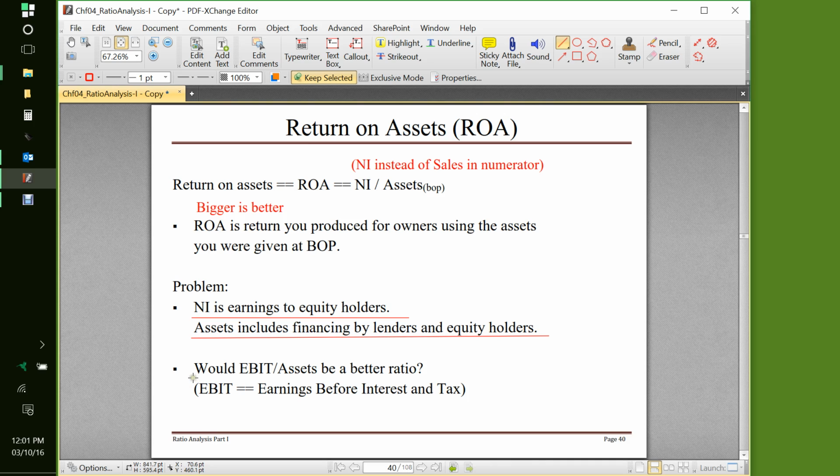What if we had something like EBIT divided by assets? EBIT, remember, is earnings before interest and tax. So that would be earnings. Another way to think about EBIT is it's earnings available to everyone, all the stakeholders, even the government, when we include tax in there before interest and tax. So EBIT over assets at beginning of period would be a better ratio.